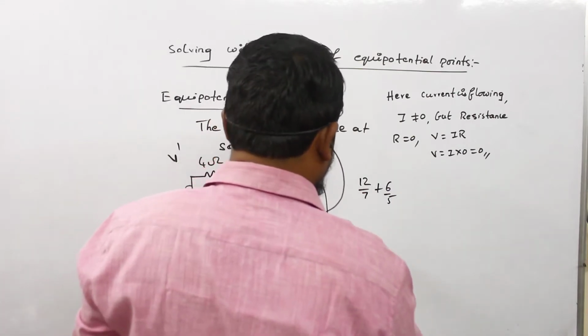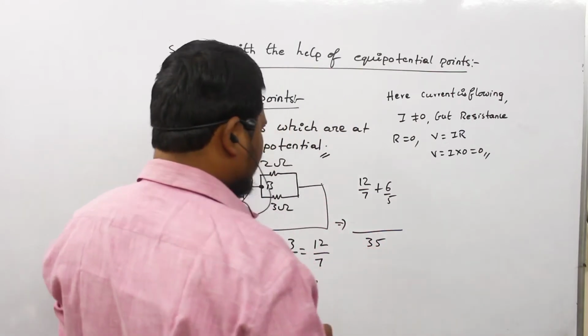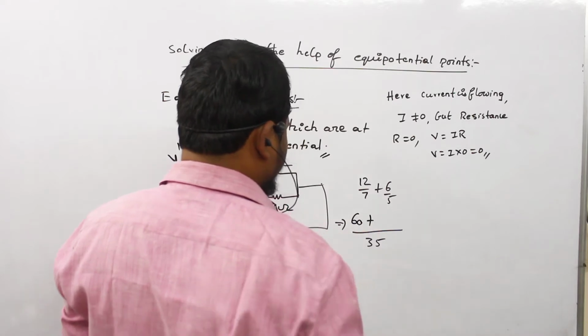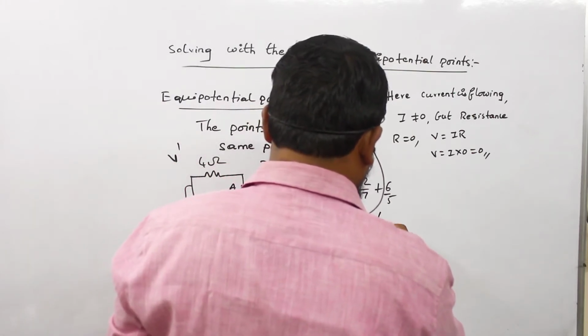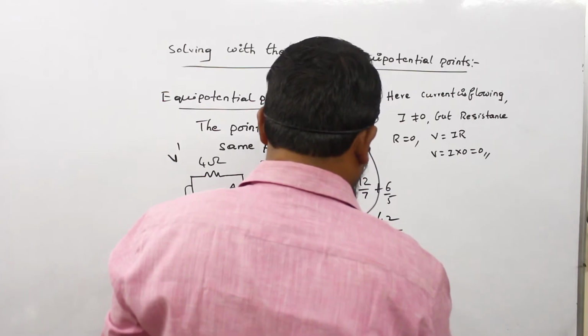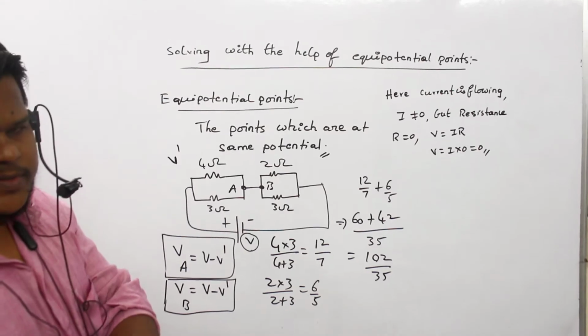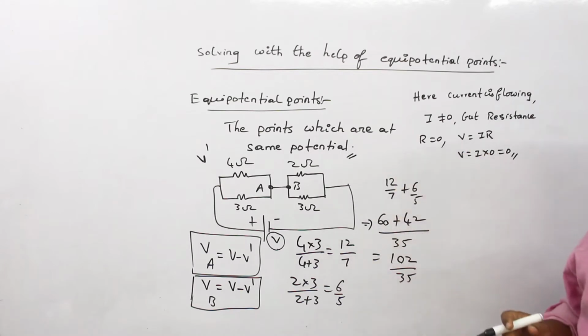So if you take the equivalent resistance, 7 fives are 35. That will be the LCM. So 5 twelves are 60, and 5 sevens... 7 sixes are how much? 42. So total how much is it? 102 divided by 35. Clear? This will be the total equivalent resistance of this circuit. Are you able to verify? Clear? Now, how can I draw the same circuit?